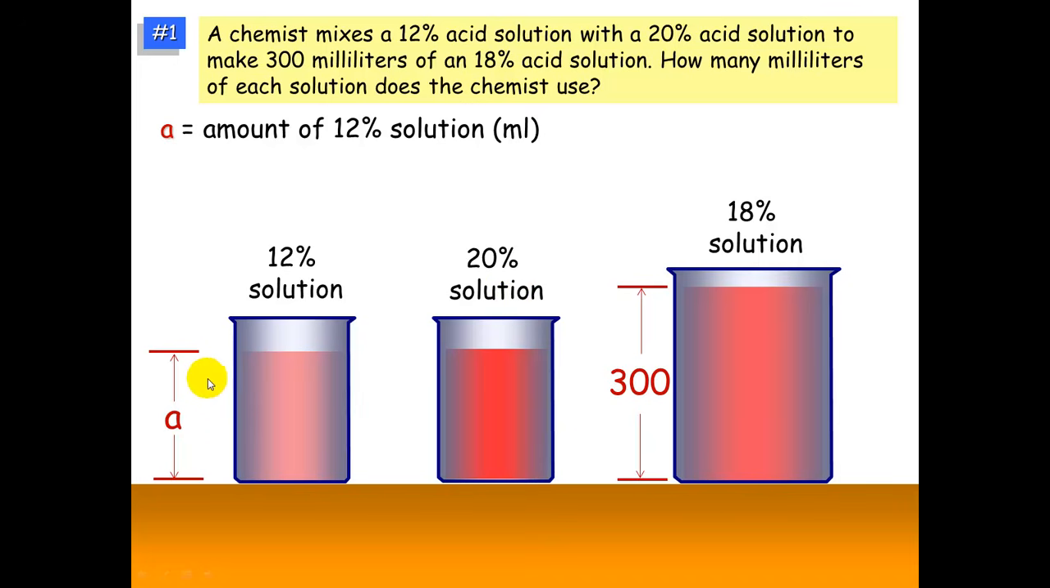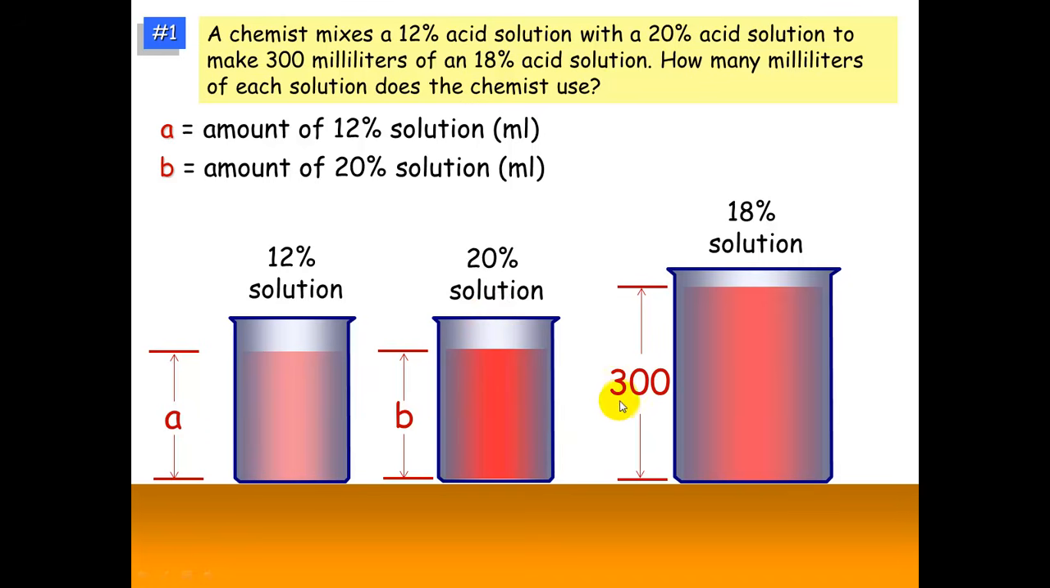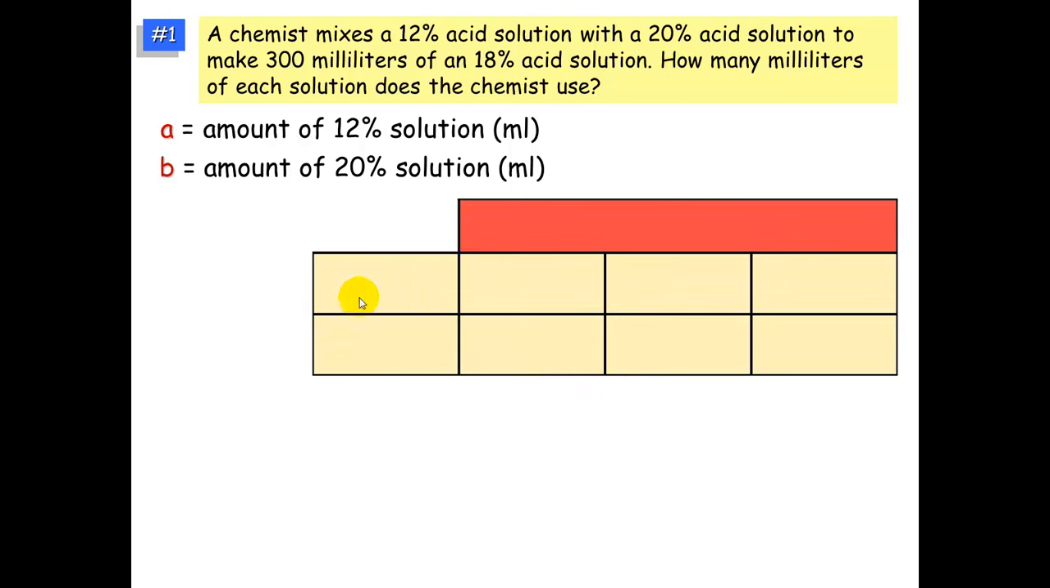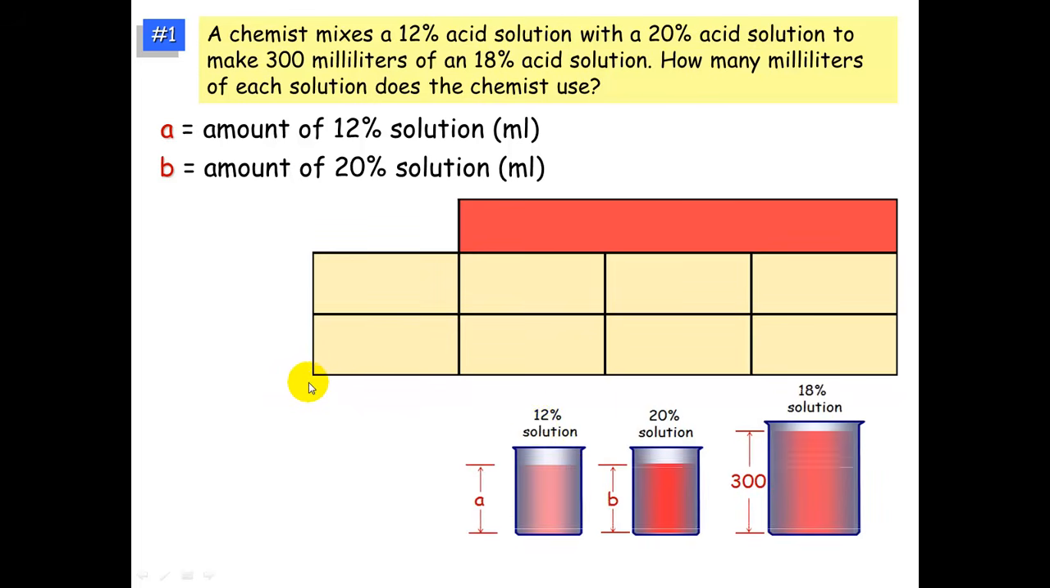So what we have to do is figure out exactly how much of the 12% or the weak, and how much of the 20% or the strong, how much of each of these we're going to add up to get this 300. Now, I hope that you understand that no matter what, the amount of solution in each of these has to add up to 300. So we're going to make a table, and we're going to fill this table out, and it's going to give us two equations that we'll be able to solve.